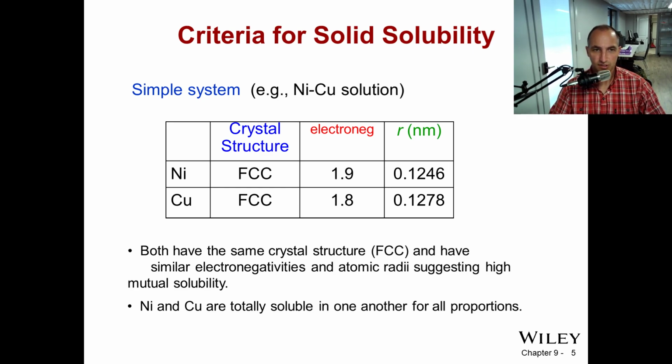So the criteria for solid solubility, simple system here with nickel and copper, as we discussed in the previous chapter with the Hume-Rothery conditions: we have the same crystal structures, and they're both FCC, and very similar electronegativities, 1.9 and 1.8, and very similar atomic radii. All of these are close enough to where we can get high mutual solubility. And so, in fact, nickel and copper are totally soluble in one another, for all proportions of nickel and copper together.